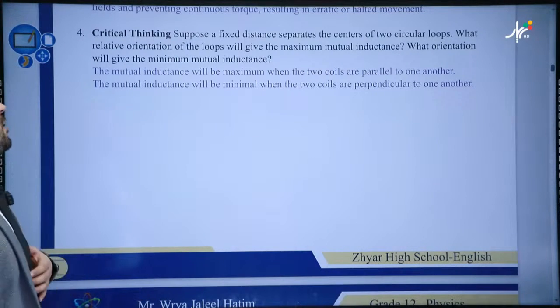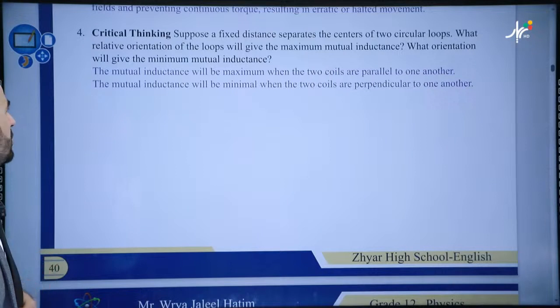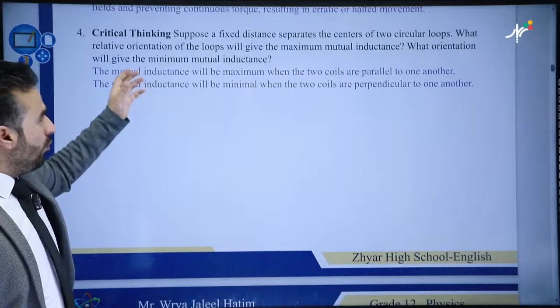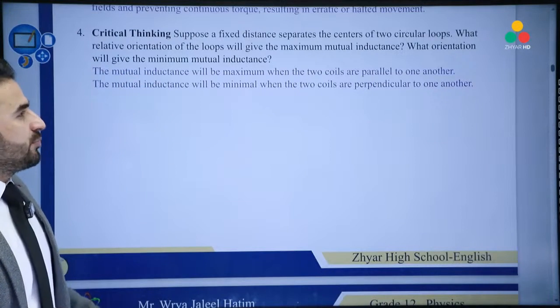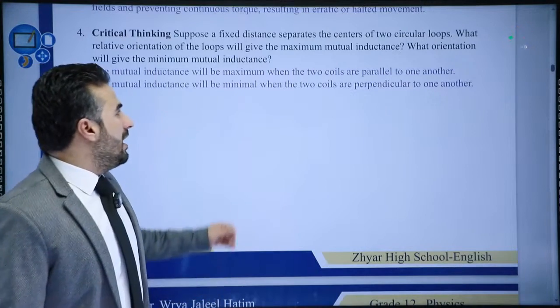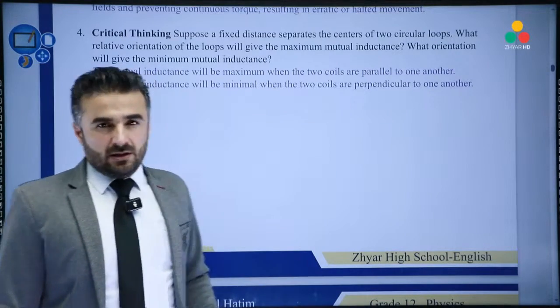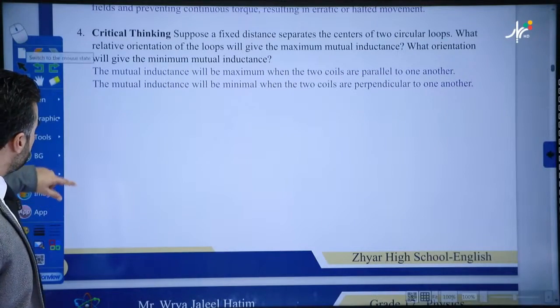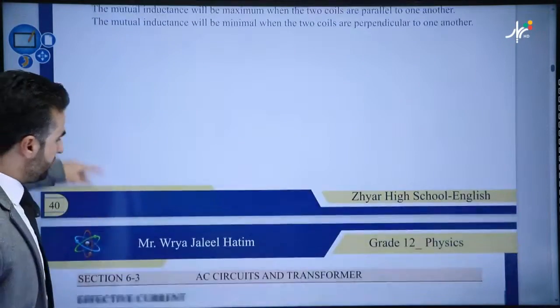We've mentioned this one. What orientation will give the minimum mutual inductance? We've said that the mutual inductance will be maximum when the two coils are parallel to one another, and of course the mutual inductance will be minimal when the two coils are perpendicular to one another. Okay, that was for this one as well.